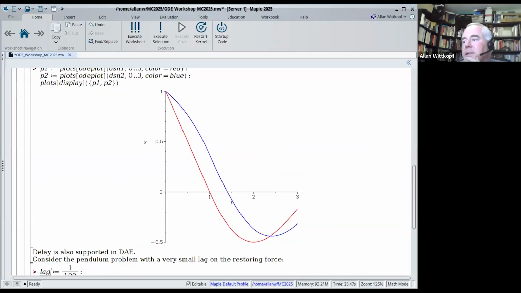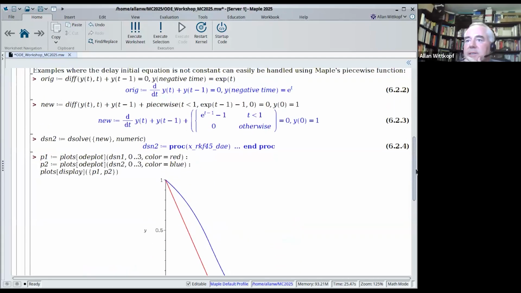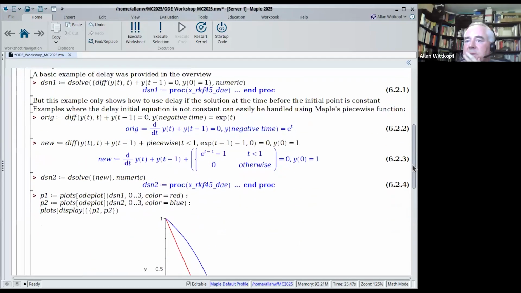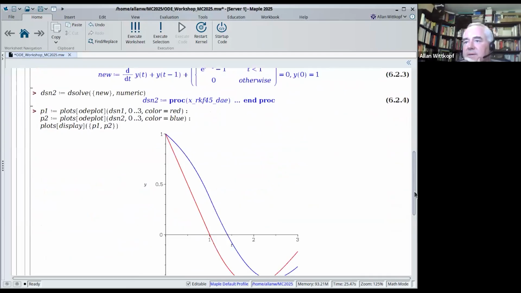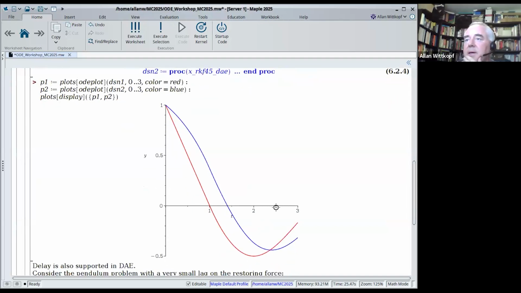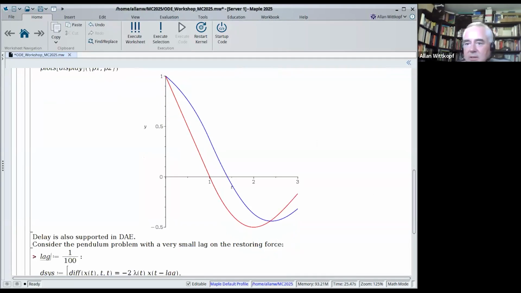We can see that the constant case, which was DSN1, and the case where we have a different value in the initial range, DSN2, are a bit different. The red, where the values at negative time are constant, gives the red curve, and where we use the exponential is the blue curve. So it can make quite a difference what your initial conditions are for negative time. The constant approximation isn't always what you want.